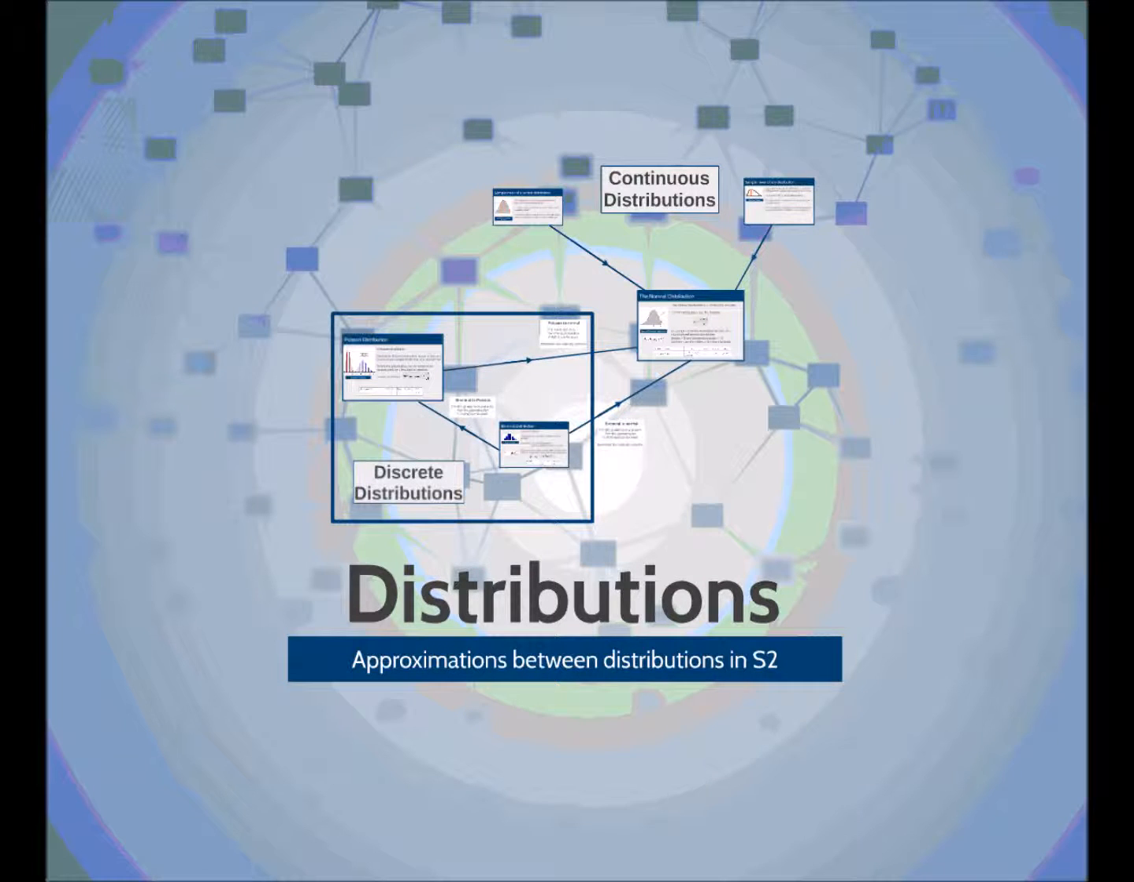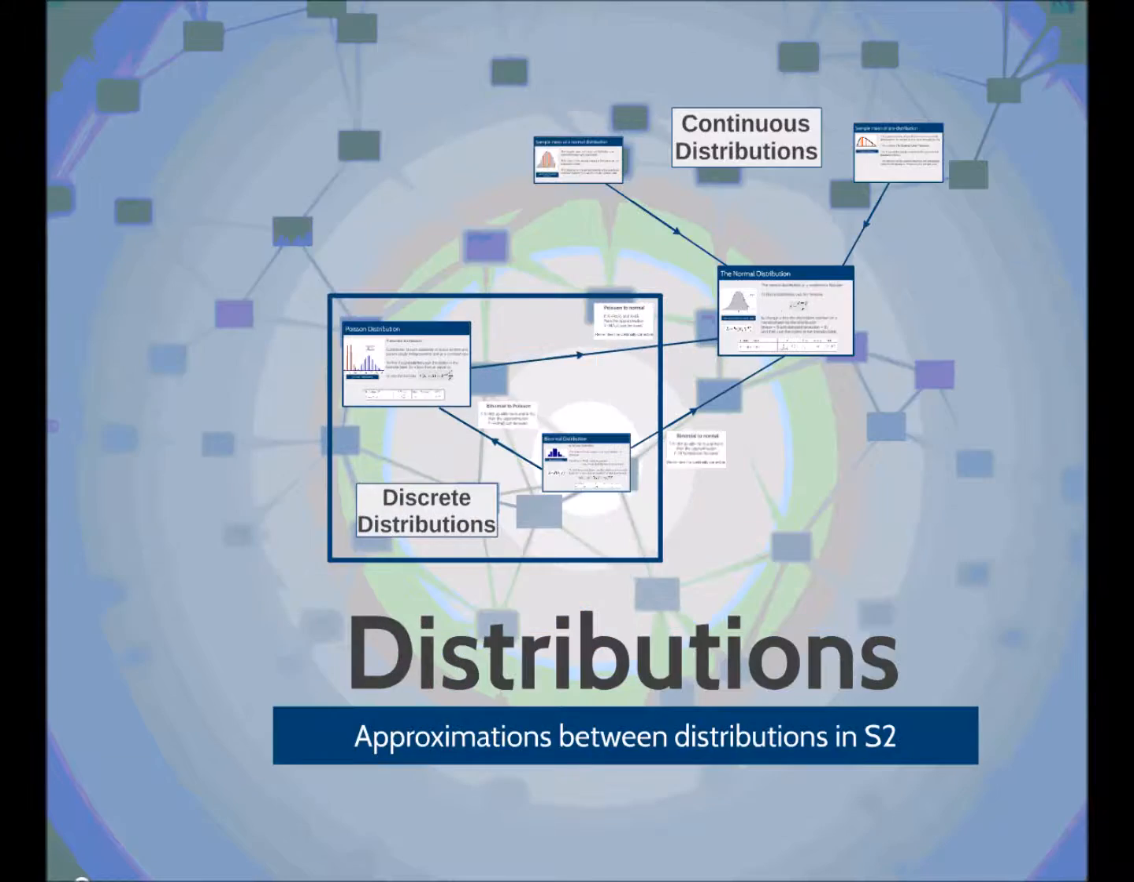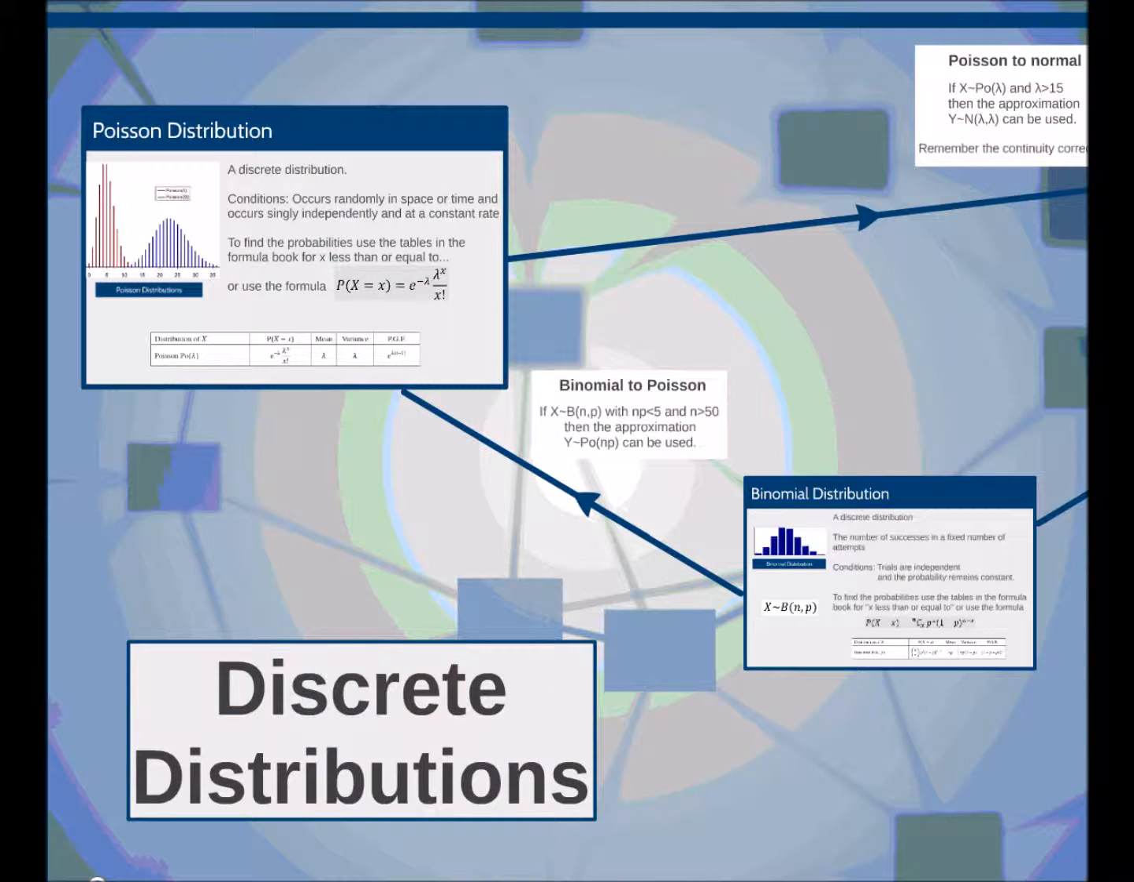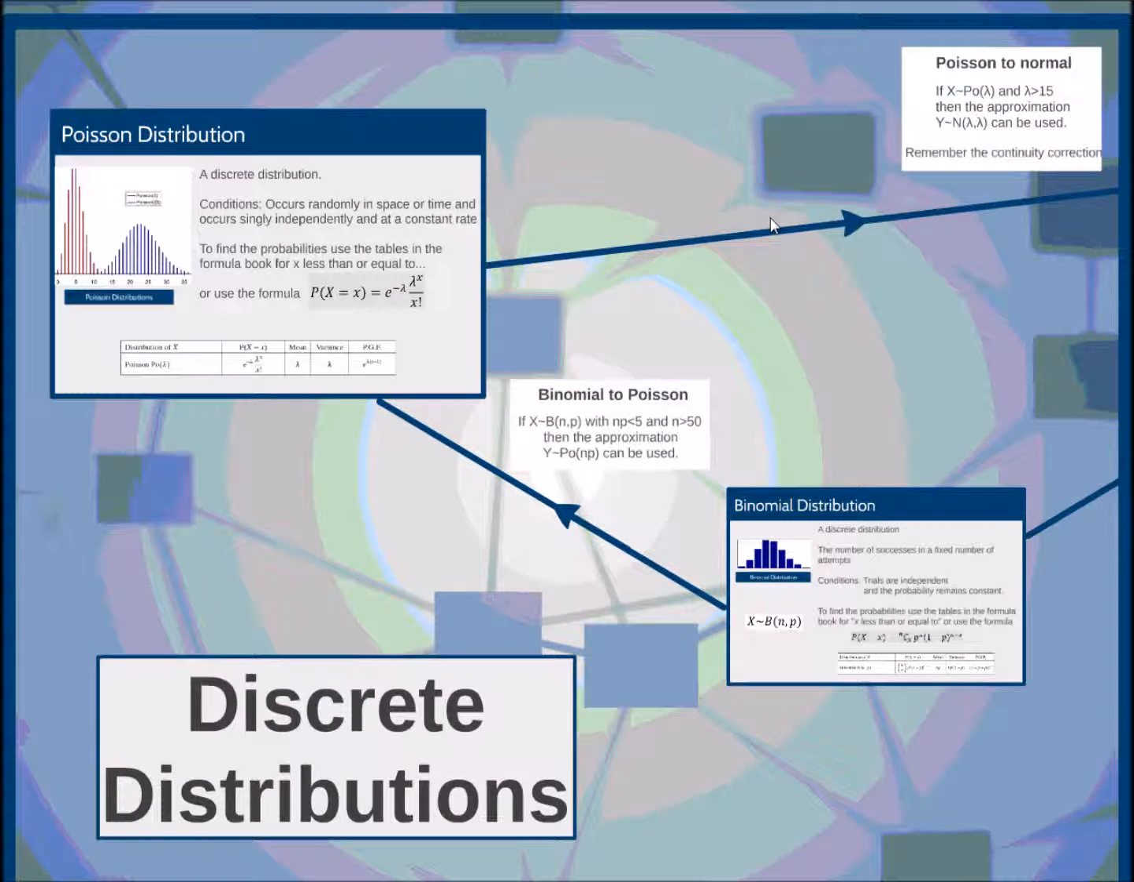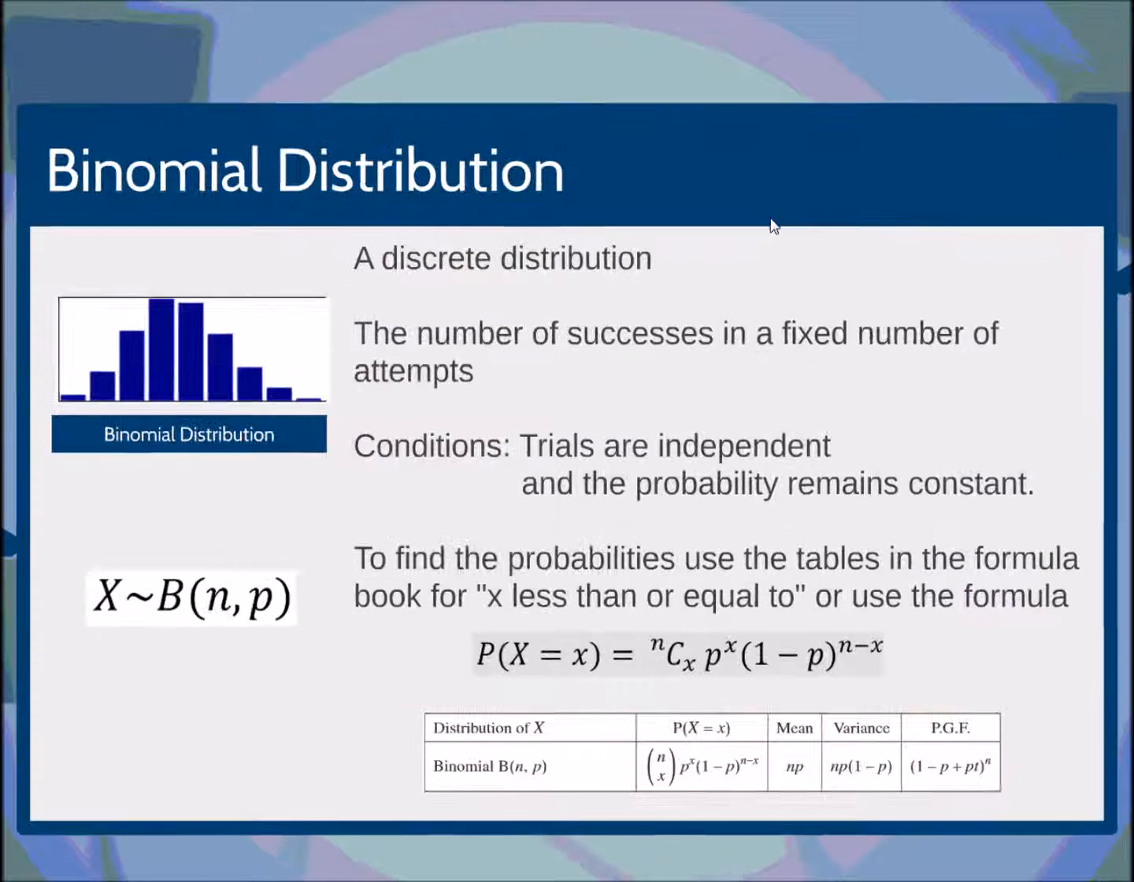Hello, today I'm going to do a video looking at the different distributions that we meet in Stats 2. So here are our discrete distributions. The first of the discrete distributions is the binomial distribution. It's exactly the same as it was when we met it in Stats 1.